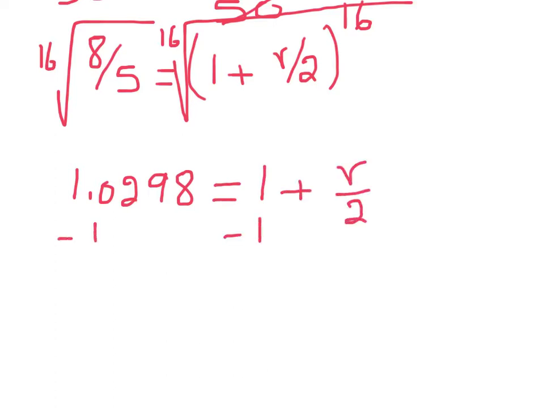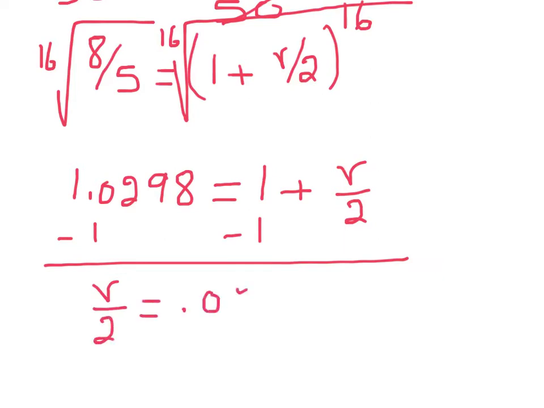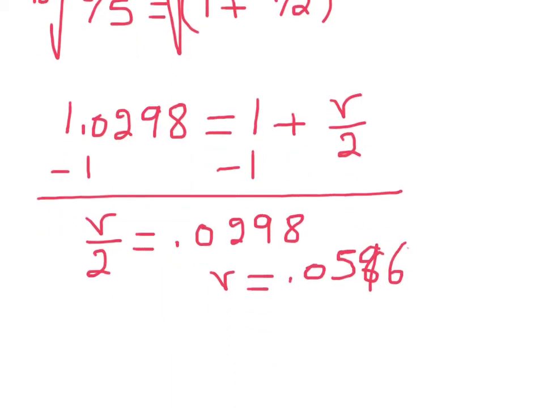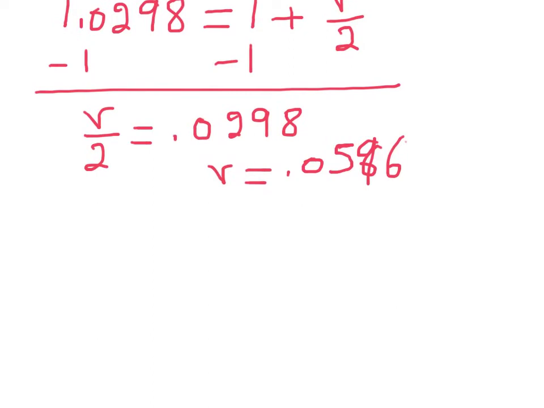Subtracting 1, r/2 is equal to 0.0298. Multiplying by 2, r is going to equal 0.0596, or simply, r is a rate, you can make it a percent. r is equal to 5.96%. If you give me 6%, I'm okay with that.